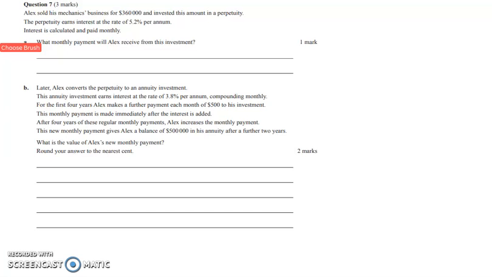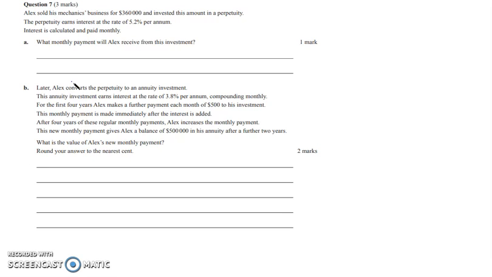Hi, this is a question from the 2017 exam 2. It is question 7 from the core, recursion and financial model section of the exam. So Alex sold his mechanics business for $360,000 and invested this amount into a perpetuity loan.